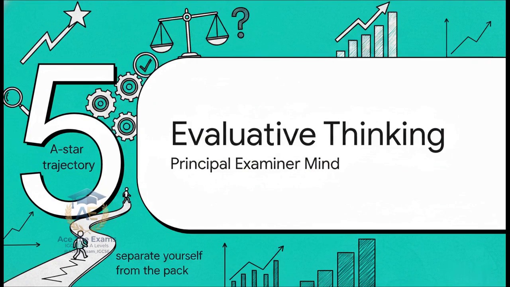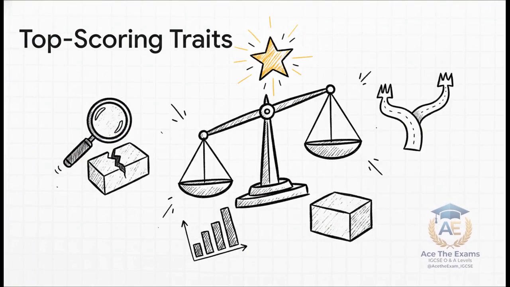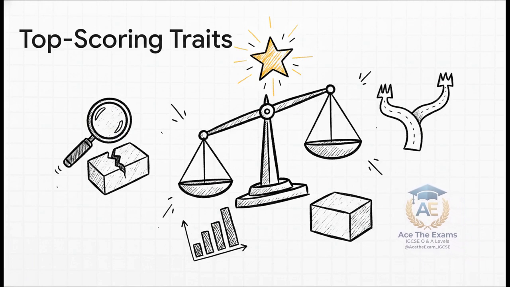Section 5. Mastering Evaluative Thinking. Thinking like a principal examiner. Let's see how this all builds into mastering critical analysis and evidence-based reasoning. This is where you separate yourself from the pack and guarantee that A-star trajectory. To master critical analysis, you need to employ what I call the last 5 minutes review checklist. Before you put your pen down, your answer needs to hit every single one of these evaluative benchmarks.